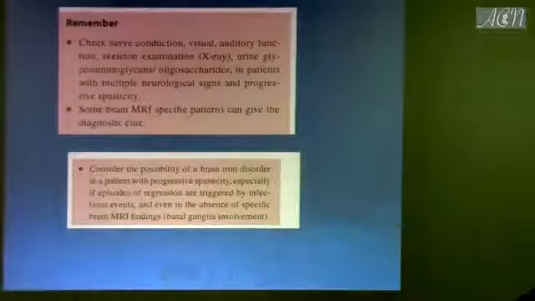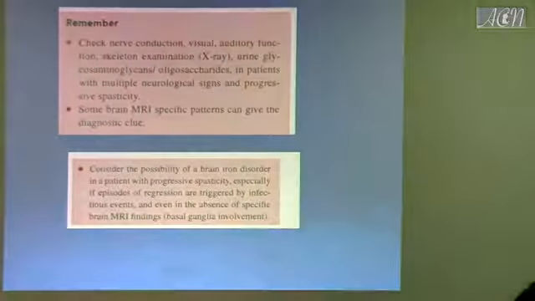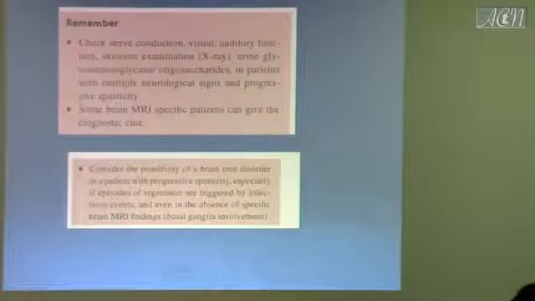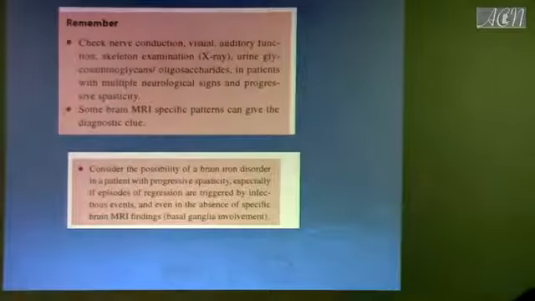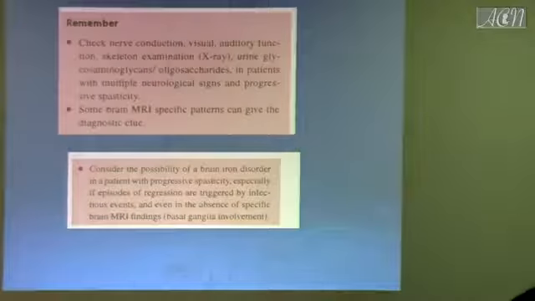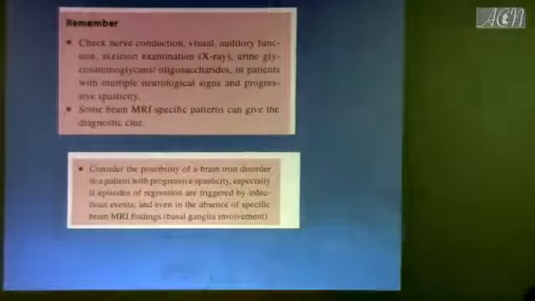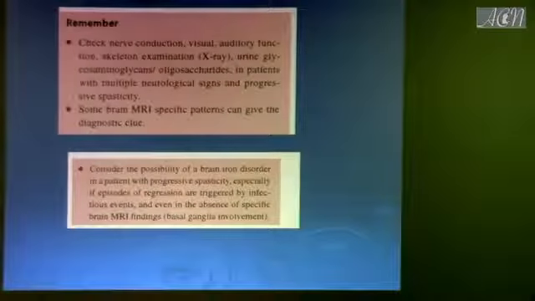Consider the possibility of a brain iron disorder in a patient with progressive spasticity, especially if episodes of regression are triggered by infectious events, and even in the absence of a specific brain MRI finding. With basal ganglia involvement, the finding is called eye of the tiger. Okay? Again, this is basically more for me to remember and keep in mind as a child neurologist, not for you guys to remember. Okay?